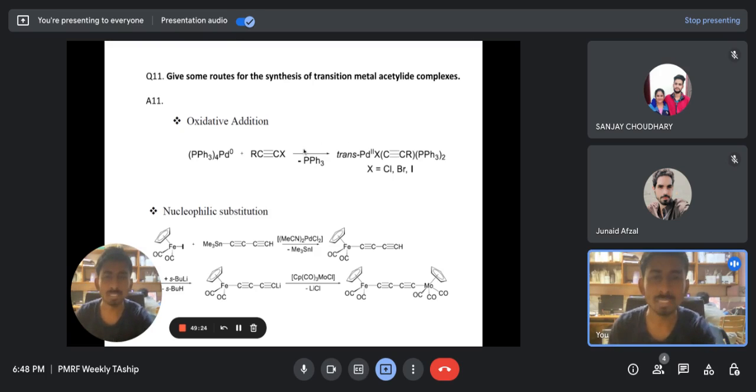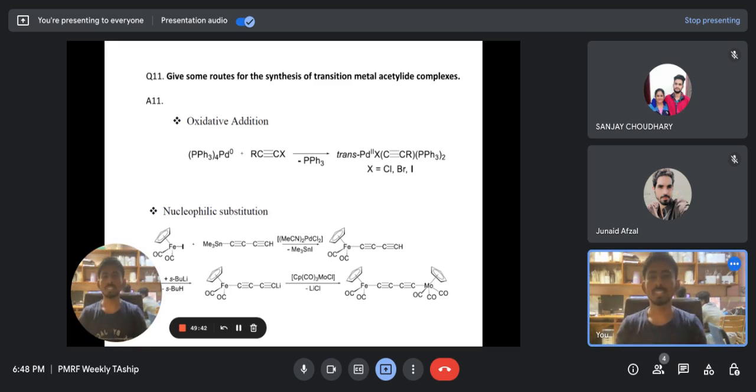Since these C-I bonds are least stable in nature, they are the most reactive ones in the case of oxidative addition. And the C-F or C-Cl bonds have high dissociation energy. That's why the C-Cl compounds are least facile towards oxidative addition.